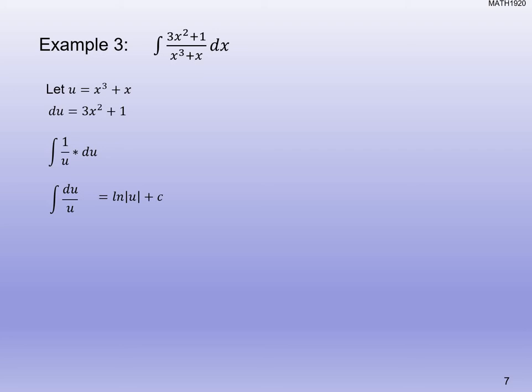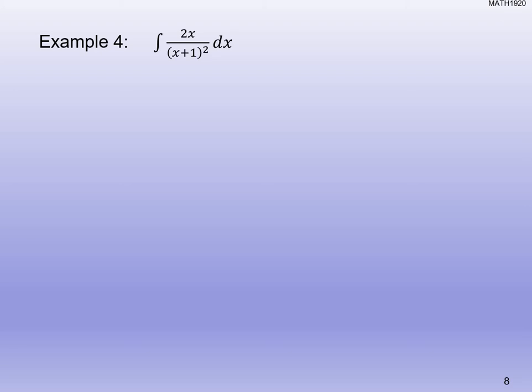This becomes the natural log of absolute value of u plus c, just using the theorem, right? And then we have to replace u with what we pulled it out to be originally, so we end up with natural log absolute value of x cubed plus x plus c. Okay.